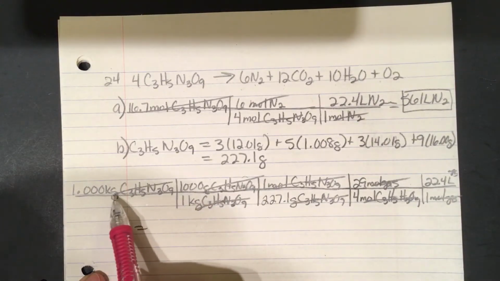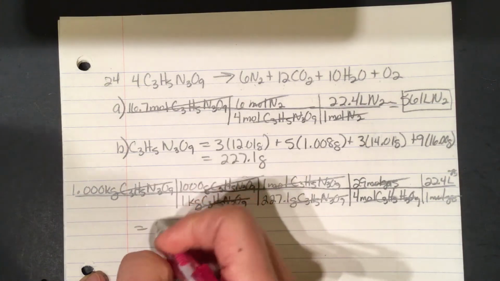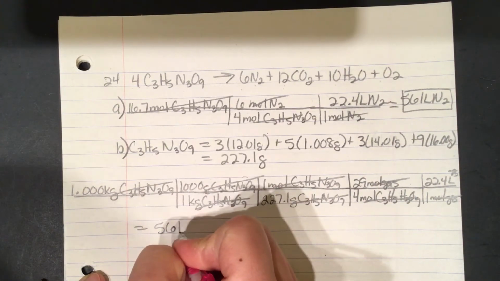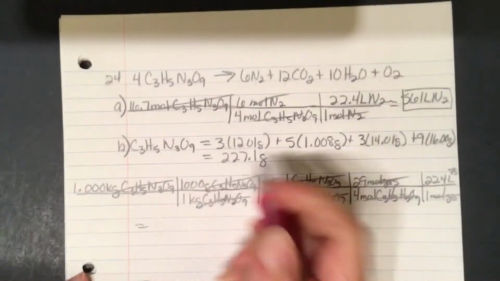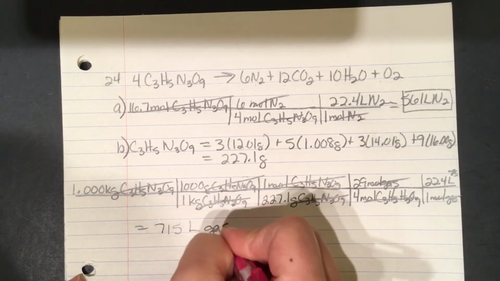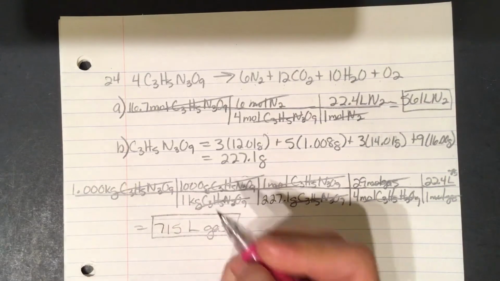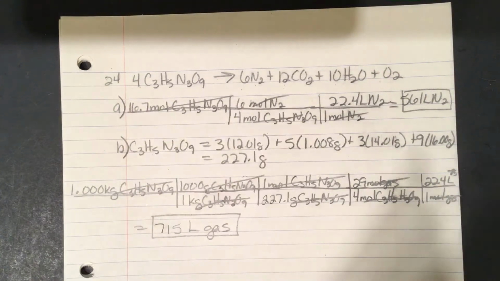So when I multiply these numbers across the top and divide them by the numbers that are on the bottom, I get 561. Nope, sorry. That was the other problem. 715 liters of gas. That is a lot of gas. Okay, that is a lot of gas. All right, going on to 25.